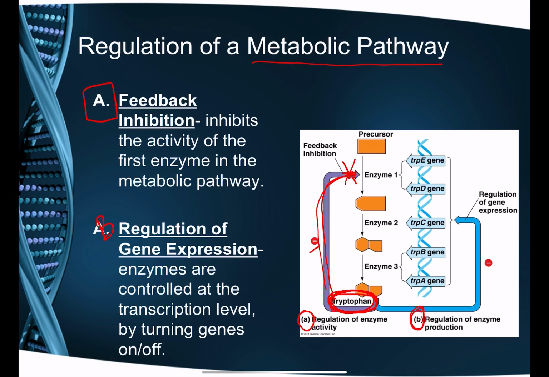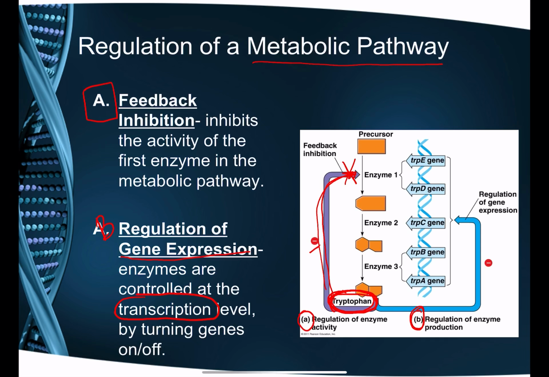Okay? Now, another way that we can regulate a metabolic pathway, this should say B here, is regulation of enzyme production. So we have to regulate that gene expression. And so this control happens at the transcription level. So remember, transcription is taking DNA to RNA. And so if we want to turn off a gene, essentially we don't want to make the RNA for that gene. We will stop its transcription, and as a result, that protein won't be produced.